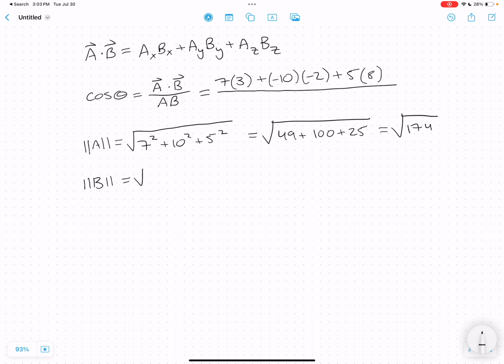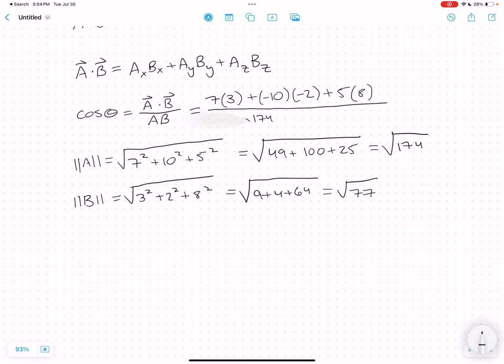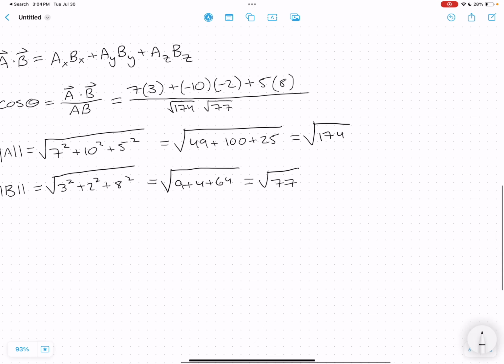Similarly, the magnitude of B is going to be the square root of 3 squared plus 2 squared plus 8 squared. We have 9 plus 4 plus 64, and this is equal to 77. So we get the square root of 174 times the square root of 77 right there. Good.